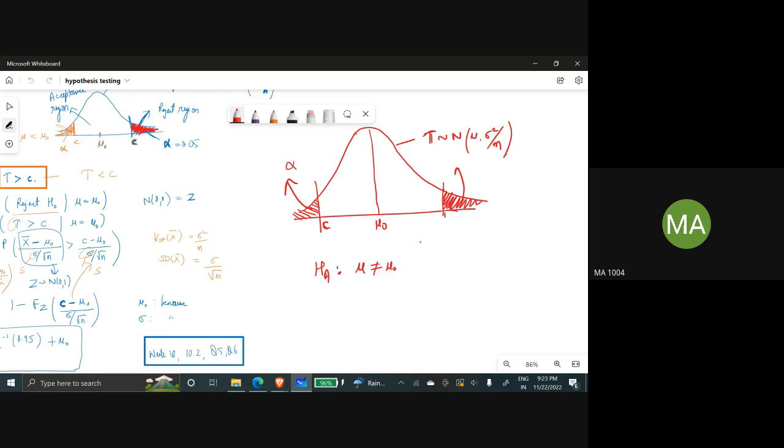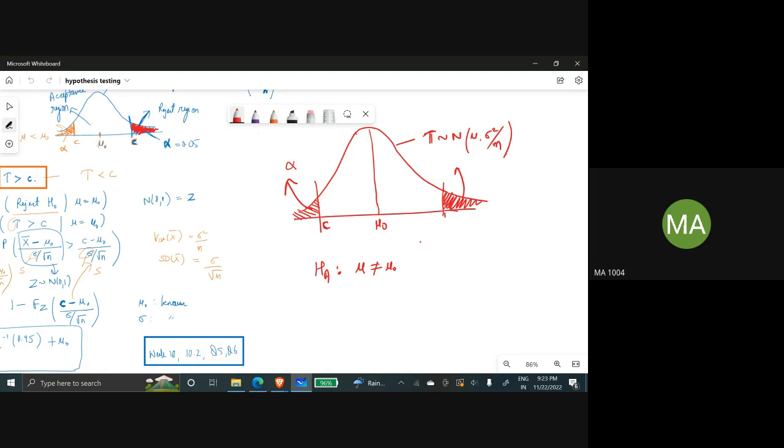Ma'am, one doubt here. In this case, mu naught is just one single value. Yeah, it is a constant, right? Mu naught is a constant. But mu, I have understood that mu is greater than some C1 and mu is less than some C1. These two cases I have got. But mu is not equal to mu naught. Should it not be all the area except the mu naught?